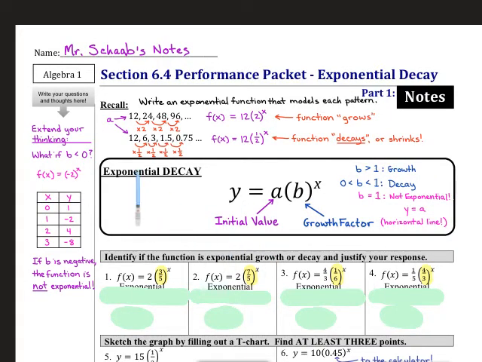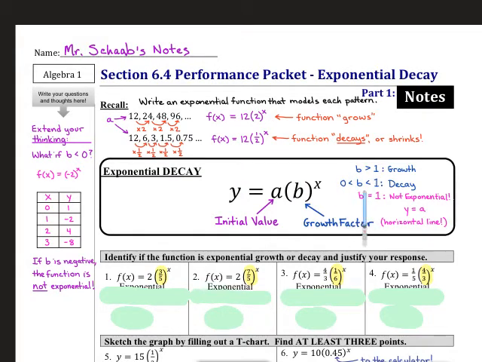So let's take a look at our exponential decay. And remember, it's the same as exponential growth because we use the same formula. It's all about this growth factor here. The initial value does not tell us anything about whether it's exponential growth or decay. We always look inside the parentheses for this b value. So this is what you need to know right here. When b is greater than 1, that function is going to grow. It's going to get bigger, just like this one did. We multiplied by 2 every time.